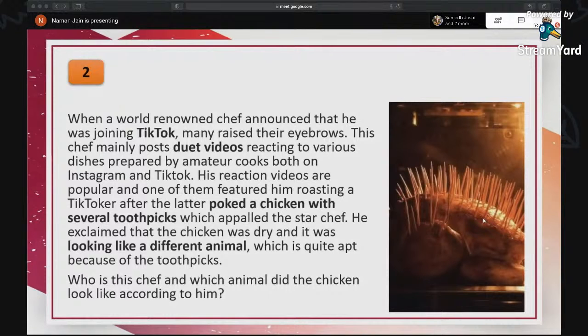He exclaimed that the chicken was dry and it was looking like a different animal, which is quite apt because of the toothpicks. So we need the chef for the first part, who is famous for duet videos and TikTok. And which animal does this look like? According to the chef, what does the chicken look like after the toothpicks were poked into it?